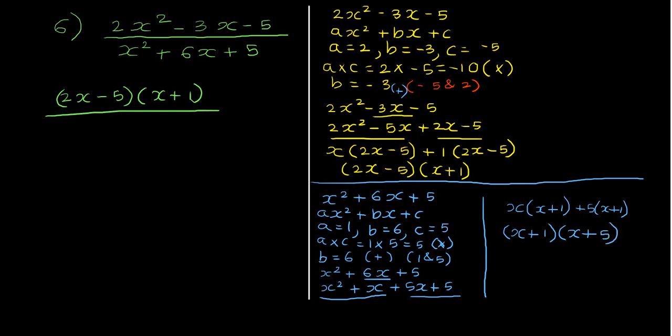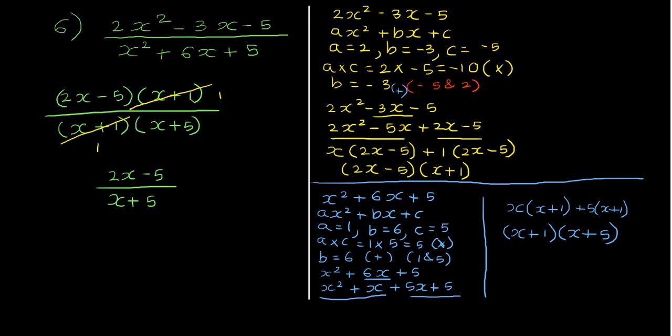So my denominator now will be x plus 1 multiplied by x plus 5. I can see there's two x plus 1s here. Because there's multiplication taking place, I can get rid of x plus 1 with the other x plus 1, which will then give me 2x minus 5 over x plus 5. And that's it. This is done.